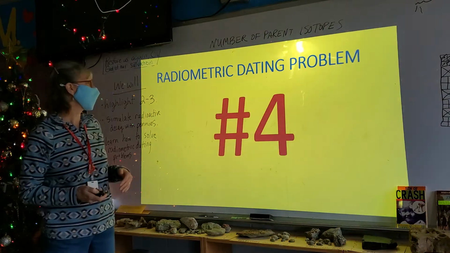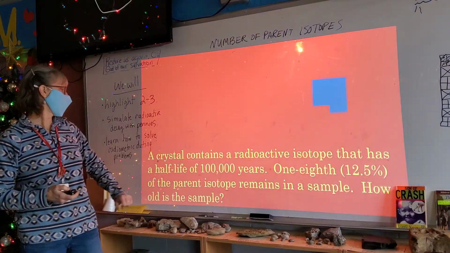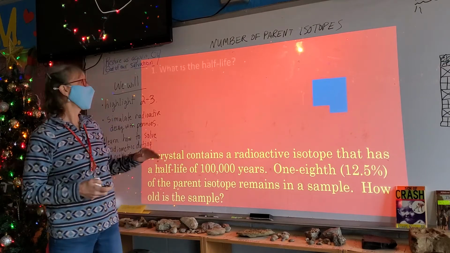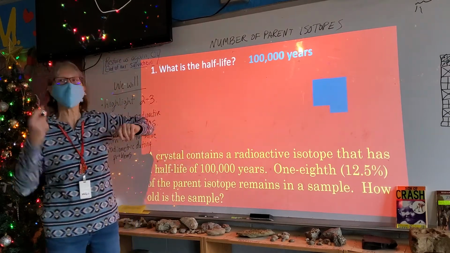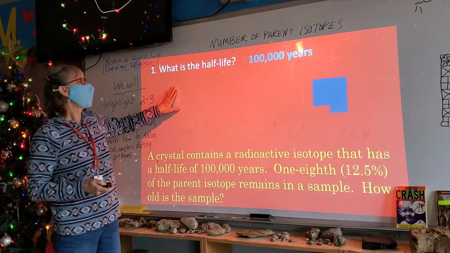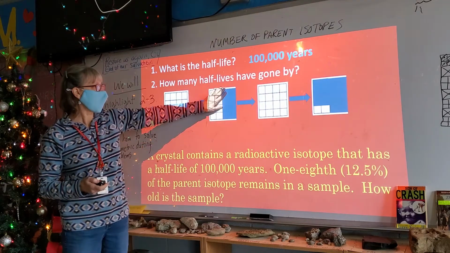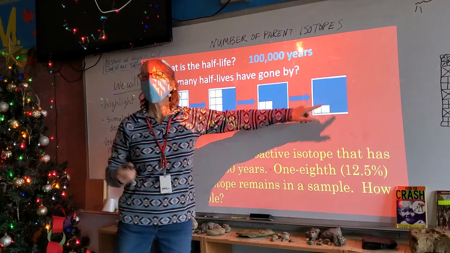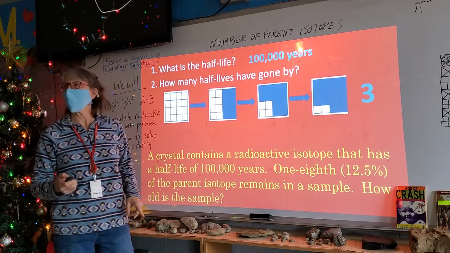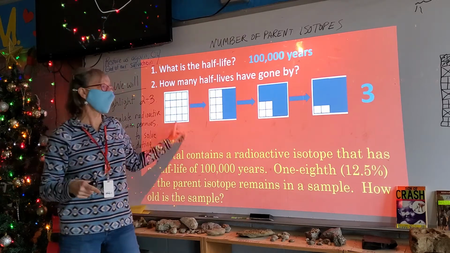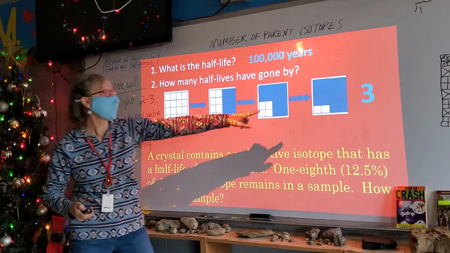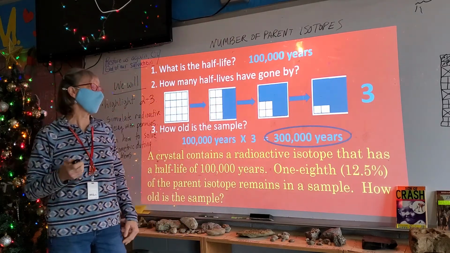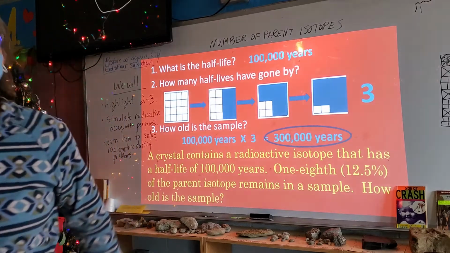So the next problem was that you had a radioactive isotope with a half-life of 100,000 years, and 1/8 remains. So your half-life was 100,000 years. If you get the answer, say check. Check. The half-lives, we had to go to half, to quarter, to an eighth. So how many half-lives was that? 3. There were 3 half-lives. And you multiply 3 times 100,000, and you get 300,000 years. Check. Good. Next one. Hang on, folks.